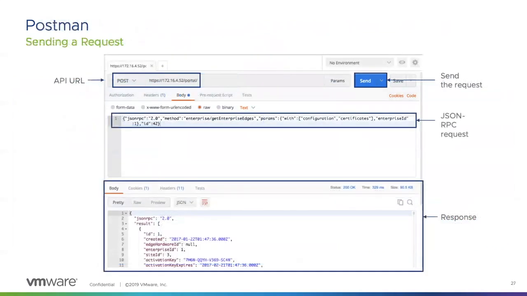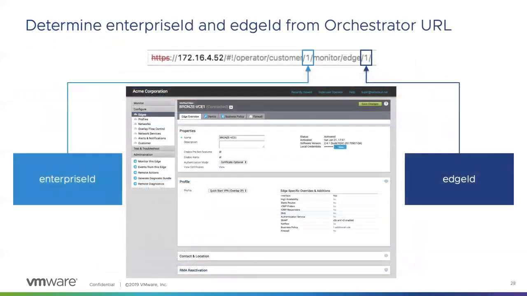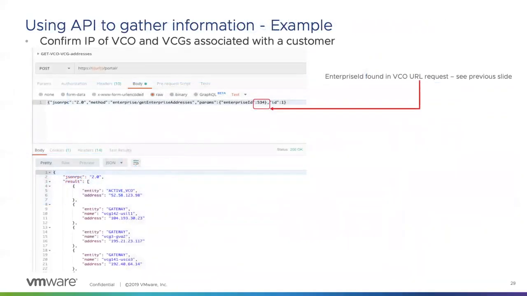So anyway, I've got some slides that are more for reference later. This is the one I was showing you where you can figure out the enterprise ID and the edge ID. Just one example here of how you would use it, and this one I want to mention. Here I use that enterprise ID in the request. The method is enterprise get enterprise addresses. And these addresses are commonly asked for by customers: hey, give me the list of gateways that are available to me. If you actually post this, you would get this list. The first IP will be the VCO, and then you have all your gateways that are associated with that customer pool.